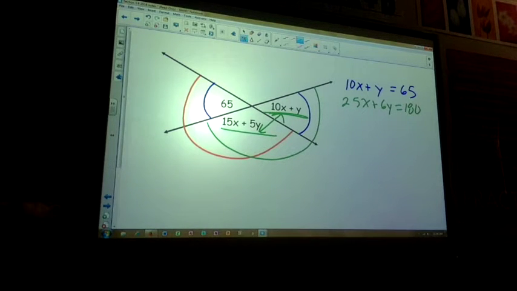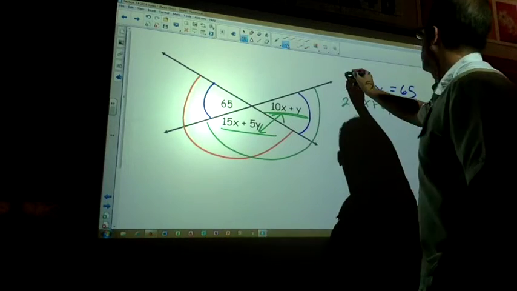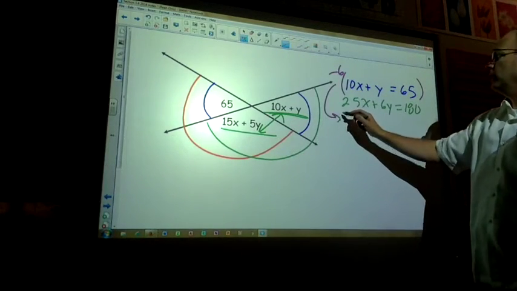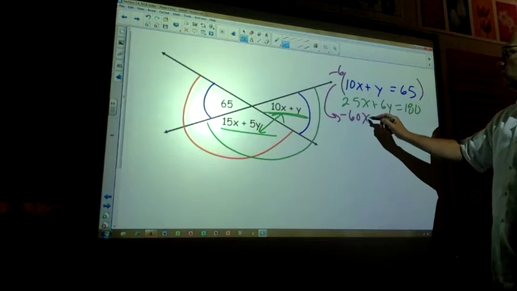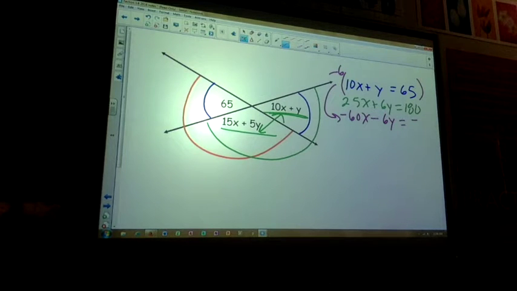I guess I could use substitution if I wanted to. I could solve the top one for y, but that might not be fun. What do you want to do? Multiply the top by -6. There we go. I like it. I'll bring it right down here. That gives me negative 60x minus 6y. Somebody help me out. I know it's going to be negative. What is 6 times 65?